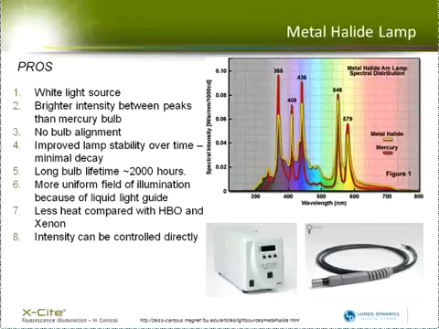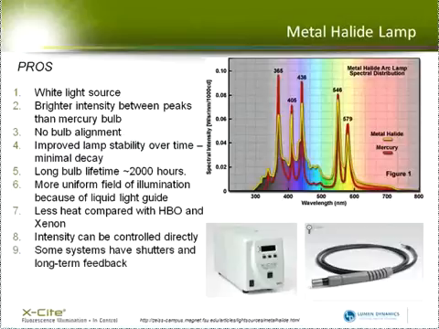With the Mercury lamps, this is usually done manually with a control pad if there is one, or it's done using neutral density filters. And some of these systems have shutters and long-term feedback so that the shuttering can actually be done within the lamp housing instead of having to have a shutter on the microscope. And this can be good if you're worried about any vibrations on the microscope system itself.